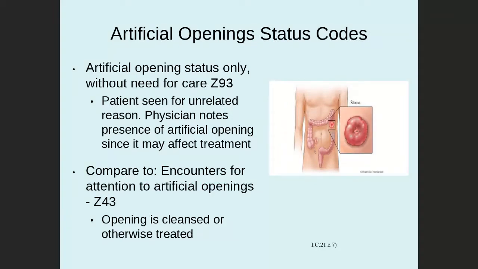Artificial opening status. These codes indicate the patient has a surgically created opening, such as a colostomy or tracheostomy, but is not being treated during this encounter. It's kind of, oh, by the way, this patient has an artificial opening. Now, this may affect treatment, but it's not the focus of the visit. So this is Z93. So compare this to Z43. Z93, patient seen for another reason. Oh, by the way, they have a stoma. For encounters for attention to artificial opening, Z43, something is done to the opening. It's cleansed, treated, attention is given to the artificial opening. In Z93, it is not.